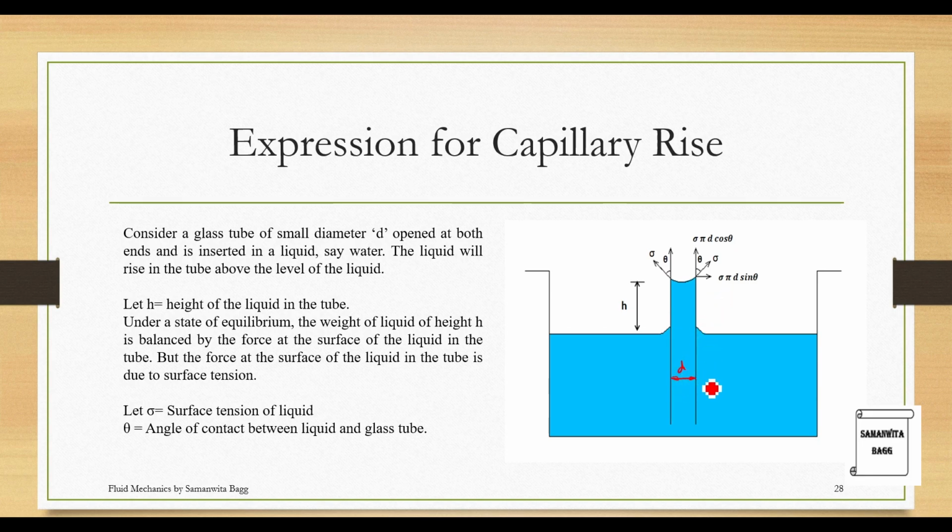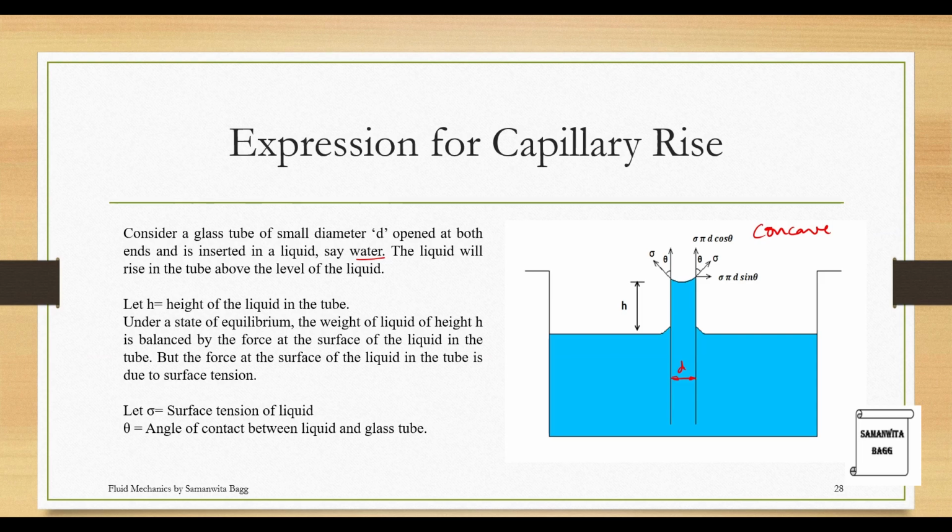The liquid will rise in the tube above the level of liquid. Now this is rising because the liquid that we have taken is water. As I told you, it is going to rise. Let h be the height of the liquid in the tube. So this is the height h. You can see this is a concave meniscus which has been formed. This is called a concave meniscus.